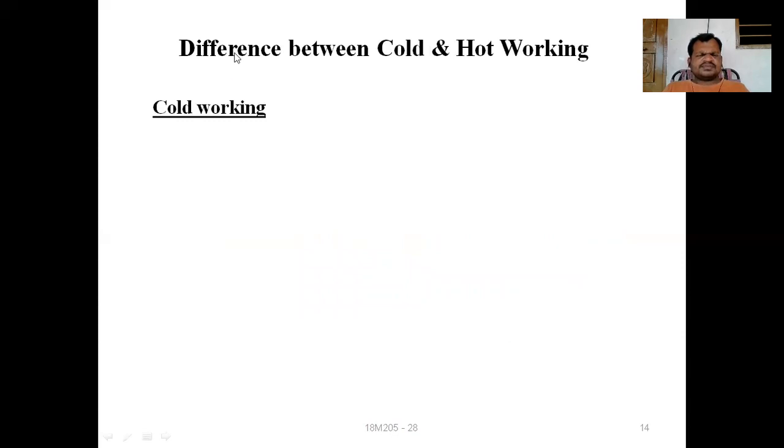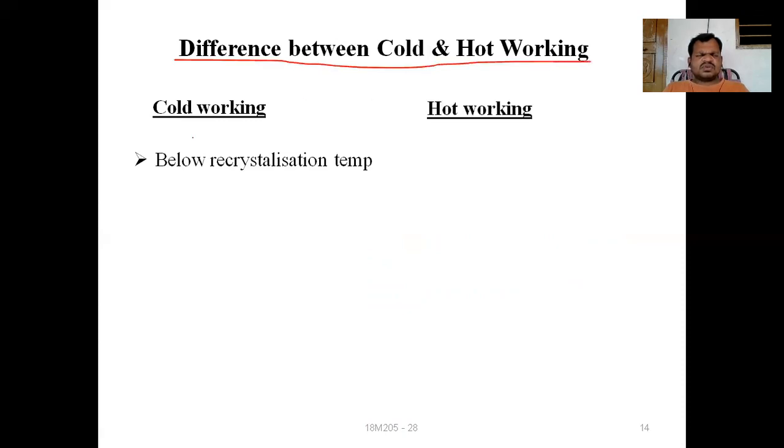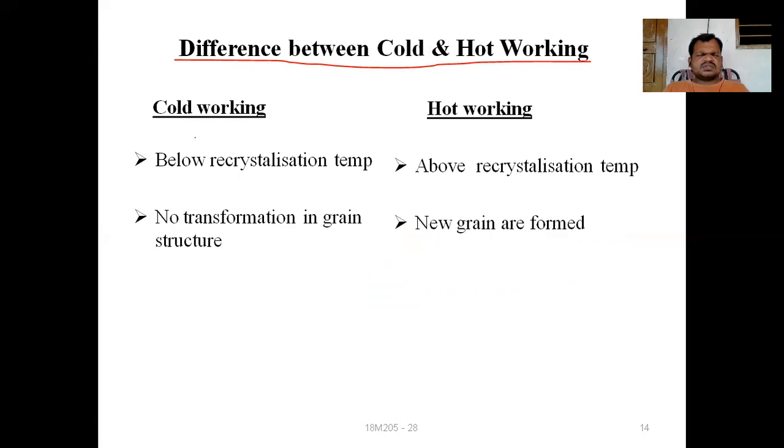Difference between cold and hot working. Coming to the difference between cold and hot working process, first is cold working. In the cold working process, we are heating the object below the recrystallization temperature, and in hot working, we are providing heat above the recrystallization temperature. In cold working, below the recrystallization temperature, there is no transformation in grain structure.